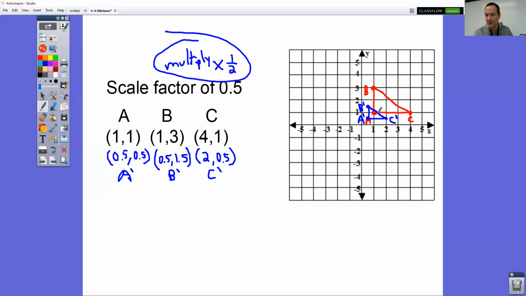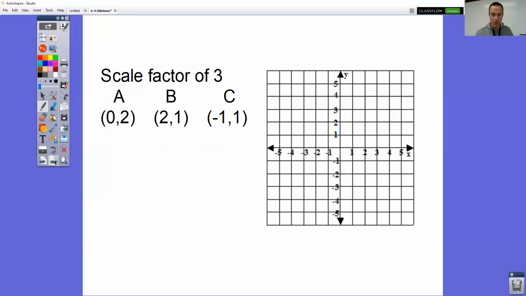Or you can look at the length. The length was 3. Now the length is 1.5. Well, what's the relationship between 3 and 1.5? I have to multiply 3 by 0.5 or 1/2. So that's why my scale factor is 1/2. Let's take a look at one more. This one has a scale factor of 3.